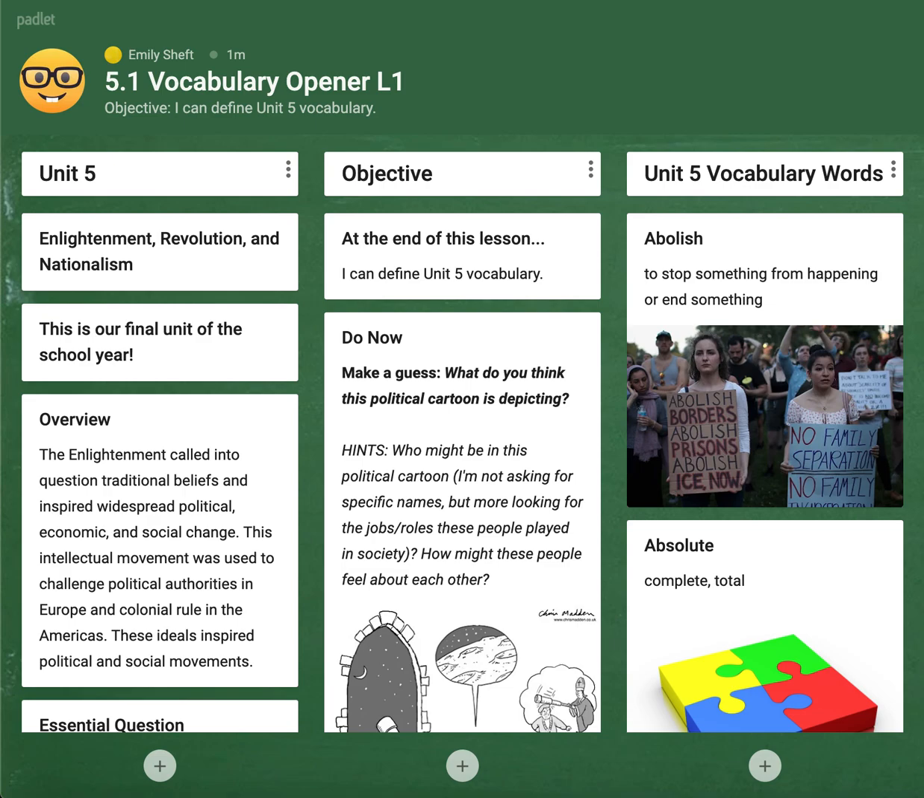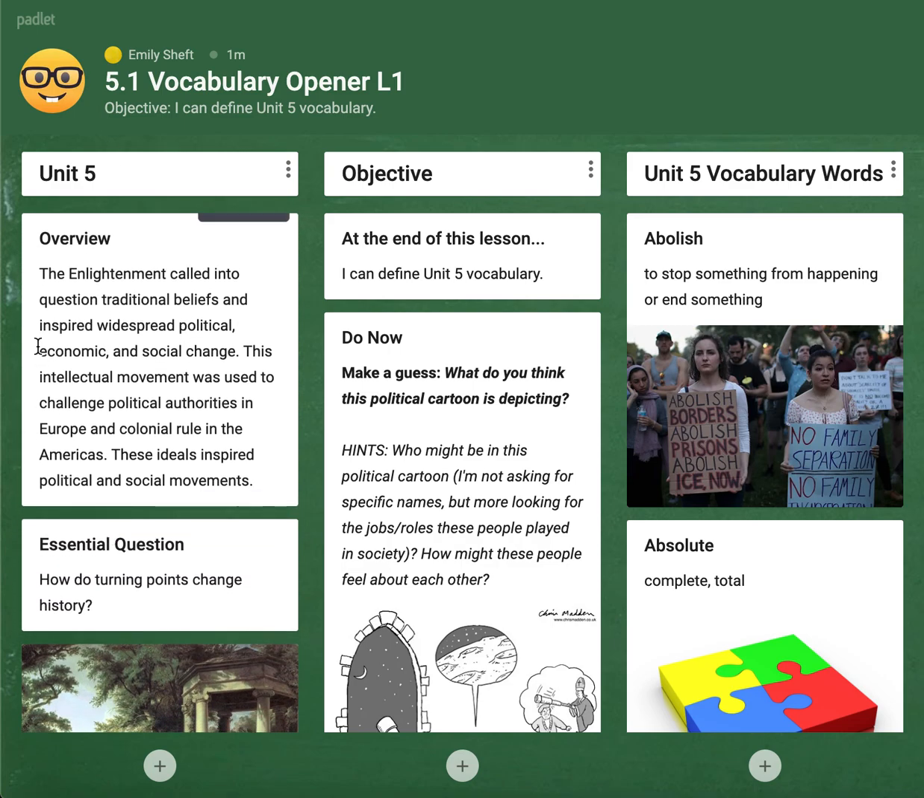Guys, so we are starting Unit 5, which is called Enlightenment, Revolution, and Nationalism. So we're going to be looking at those topics in more detail, and it is mostly focused on the continent of Europe. Unit 5 is our final unit of the school year.